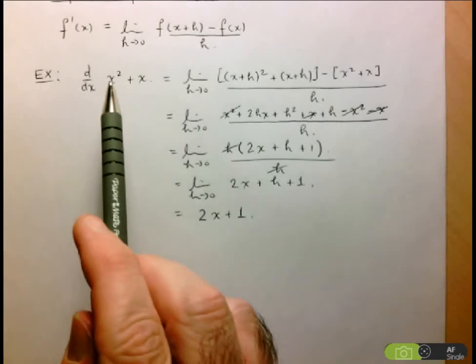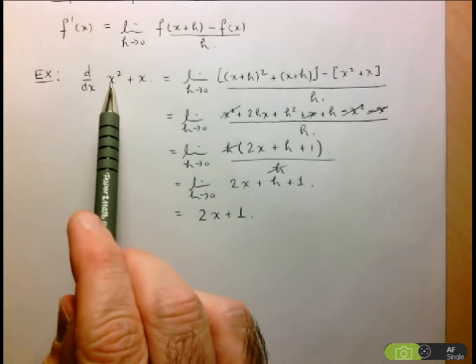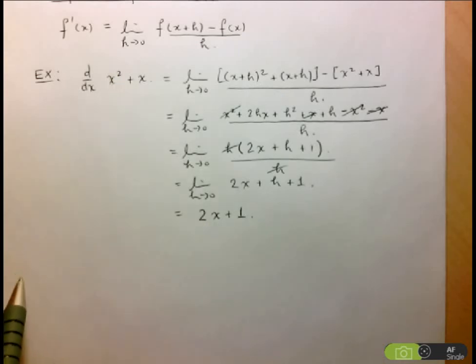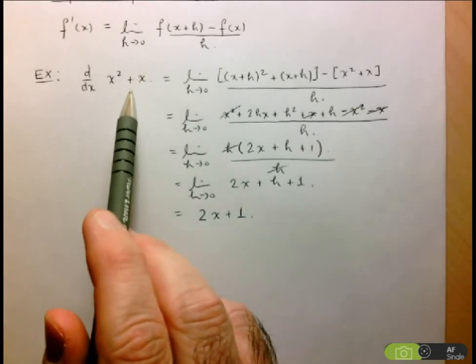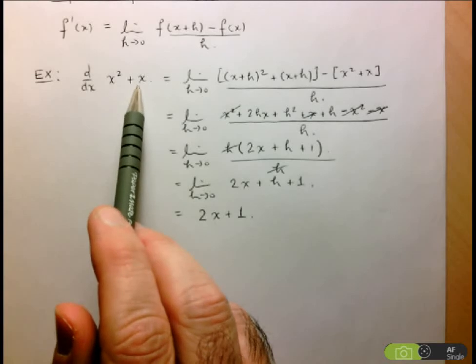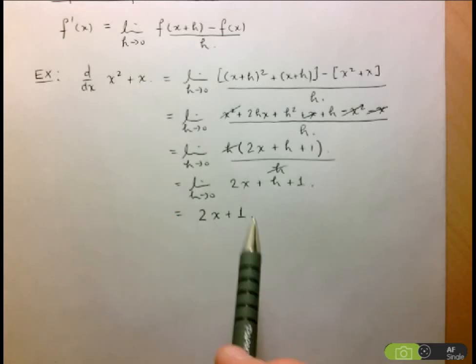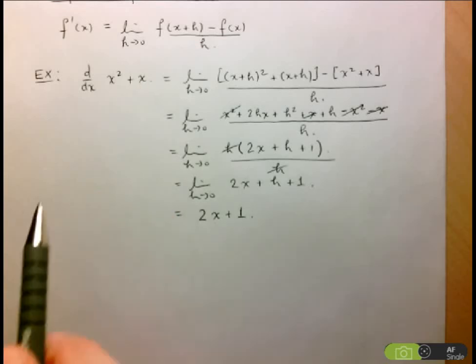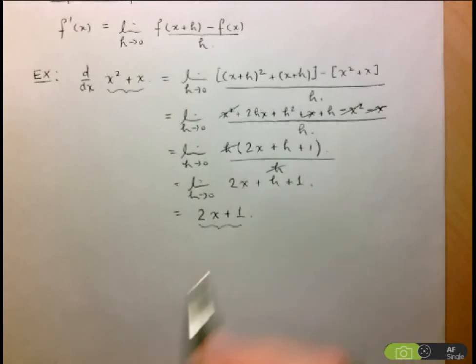Now I hope you'll notice here that 2x was exactly the derivative we found for the function x squared. And if you think of the function y equals x, well, the slope is equal to 1, meaning the derivative function, since the slope is constant for a linear function, is just equal to 1. So we notice here that the derivative of this sum is the sum of the derivatives.